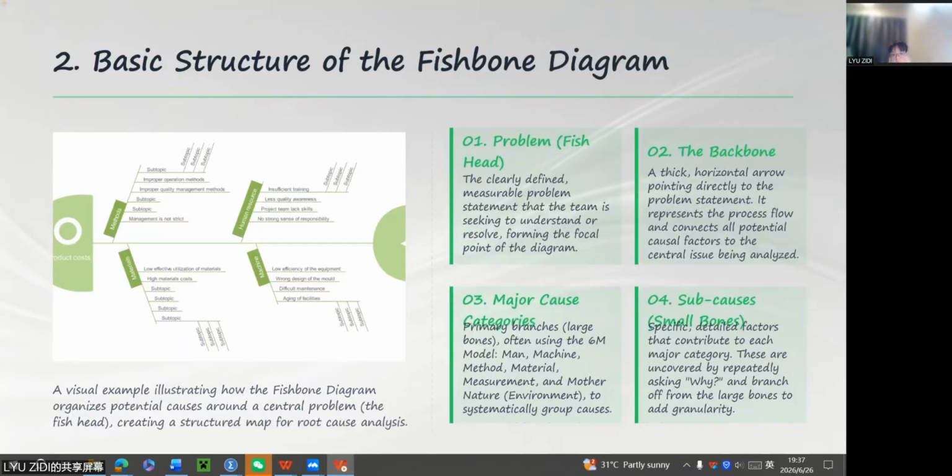The basic structure of the fishbone diagram. Let's look at the basic structure. The problem is placed at the head of the fish. The bones connect the problem with different categories of causes. The main branches represent major causes, while the smaller branches show more detailed subcauses. The structure helps teams to organize the ideas in a logical and systematic way.